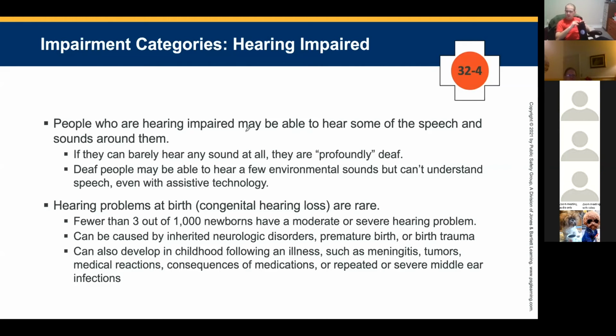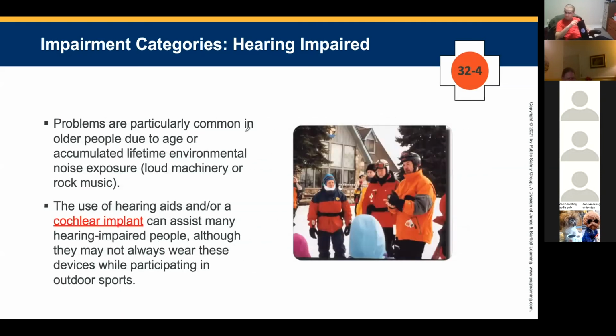Hearing problems at birth, or congenital hearing loss, are rare. They occur in fewer than 3 out of 1,000 newborns with a moderate or severe hearing problem, but can be caused by inherited neurological factors, premature birth or birth trauma. It can also develop in childhood following illness such as meningitis, tumors, medical reactions, consequences of medications, or other repeated severe middle ear infections. Problems are particularly common in older people due to age or accumulated lifetime environmental noise exposure, such as loud machinery or rock music.